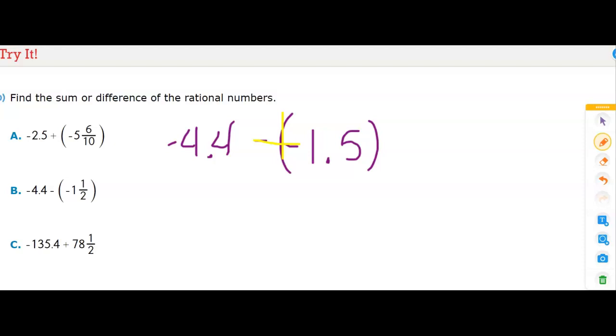So now we're adding negative 4 4/10 and 1 5/10. Again, you may use your calculator, negative 4 4/10 plus 1 5/10, and that gives you negative 2 9/10. As a mixed number, you would simply write negative 2 9/10, and there you have a mixed number. All right, let's do the last one, C.